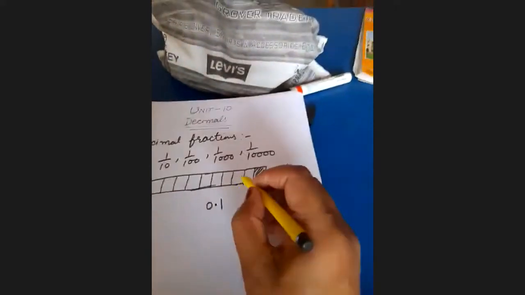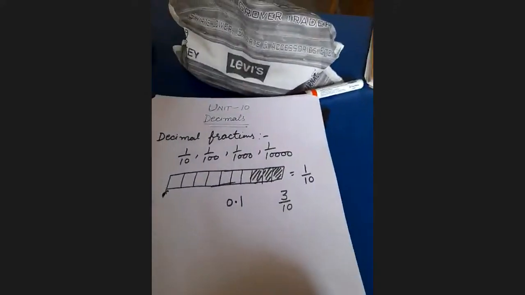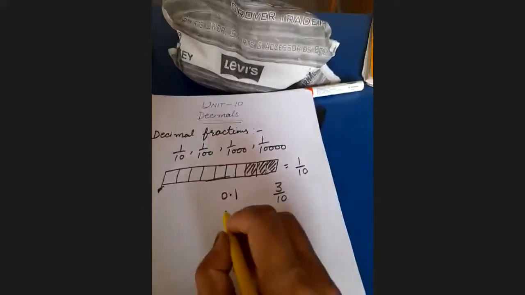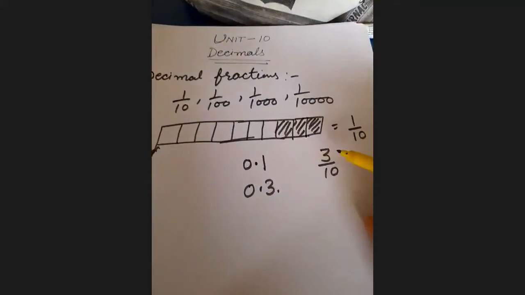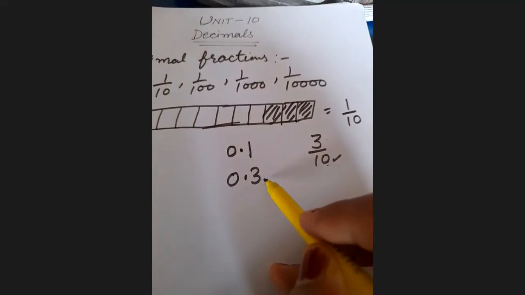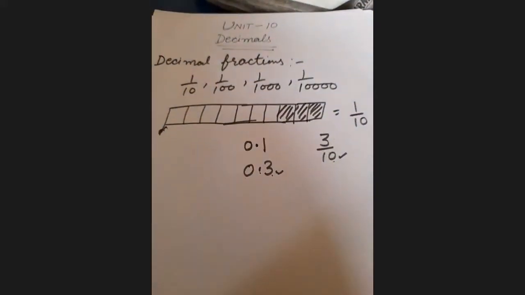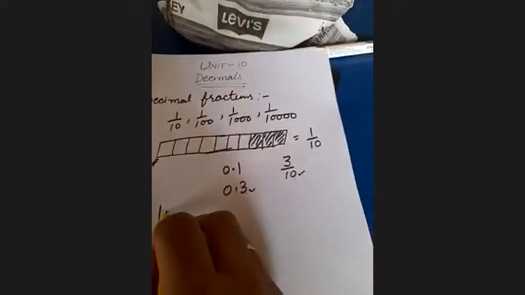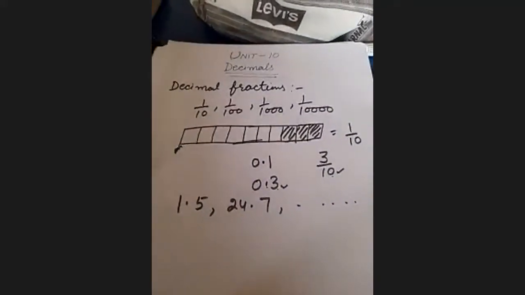Okay, students. Now shade any three parts. The fraction will be 3 upon 10. Now 3 upon 10 in decimal form will be 0.3. So 0.1, 0.3, 1.5, 24.7, these all are decimal numbers. Clear, students? Now, students, we will discuss a few questions of Exercise 39.